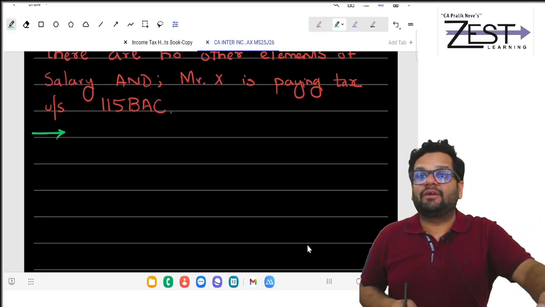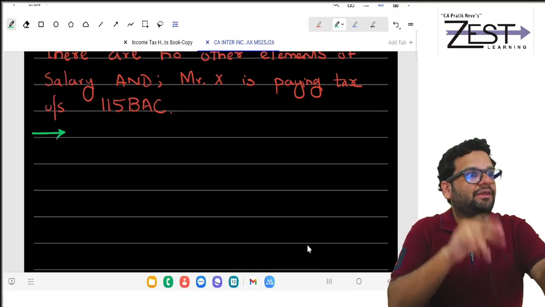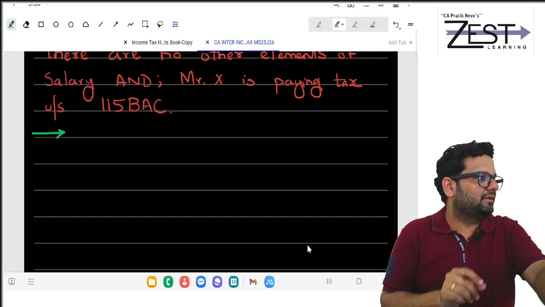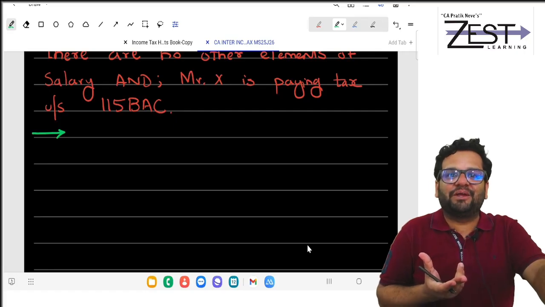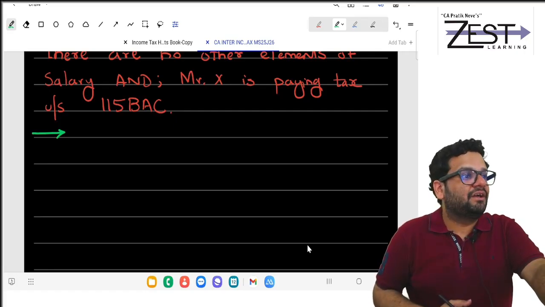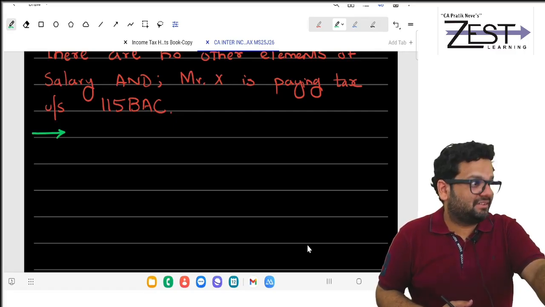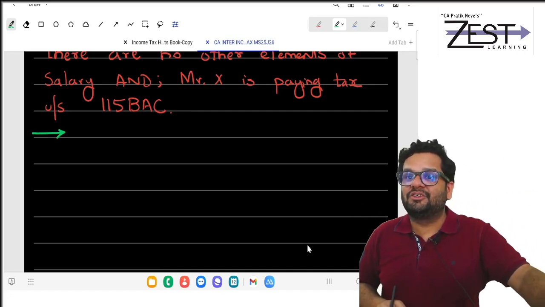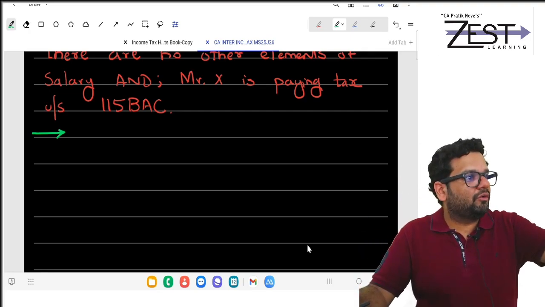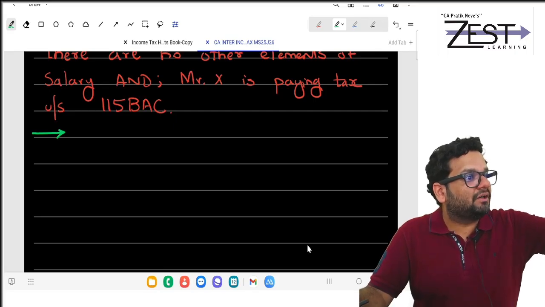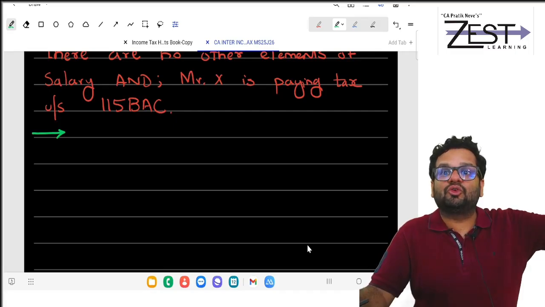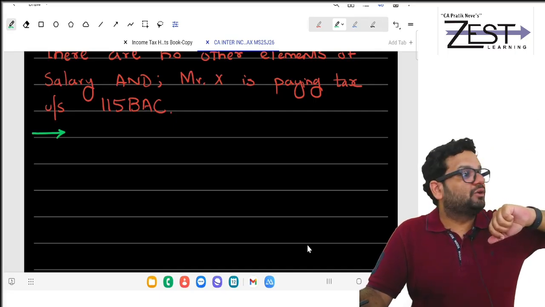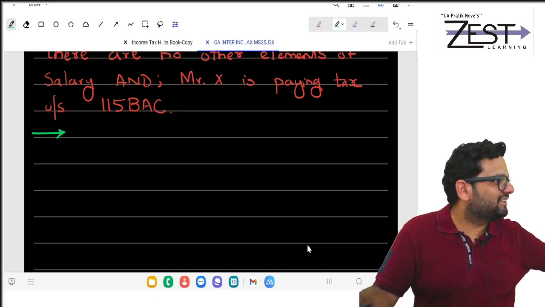Acha, who told you that it is 115 BAC? The employee. You should take the employee's permission, because whose liability is it? The employee's. You are liable to pay him 185, but now you will pay him 185 minus TDS. So you are playing with the employee's tax. So you should ask him, do you want to go for 115 BAC or do you want to opt out? If he says opt out, then you should take a declaration from him of his investments, so that you can give him the effect of all deductions.